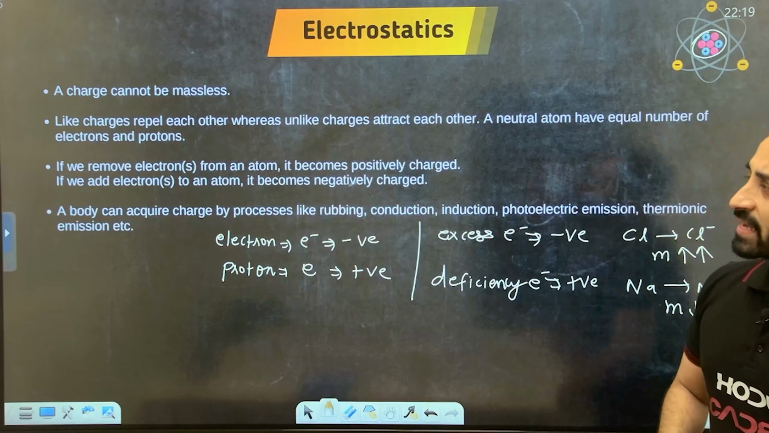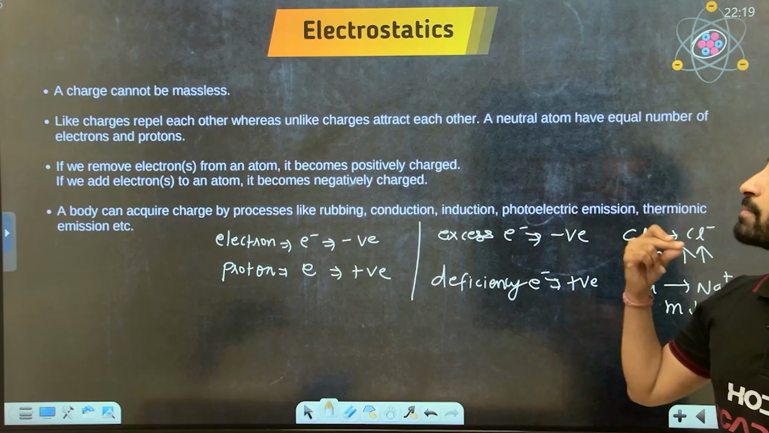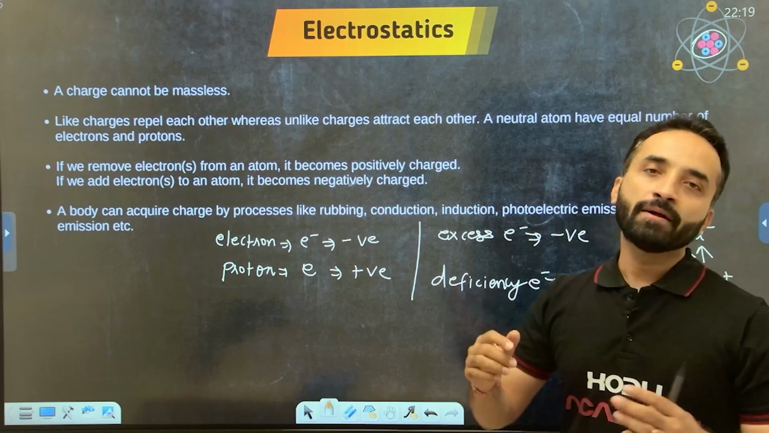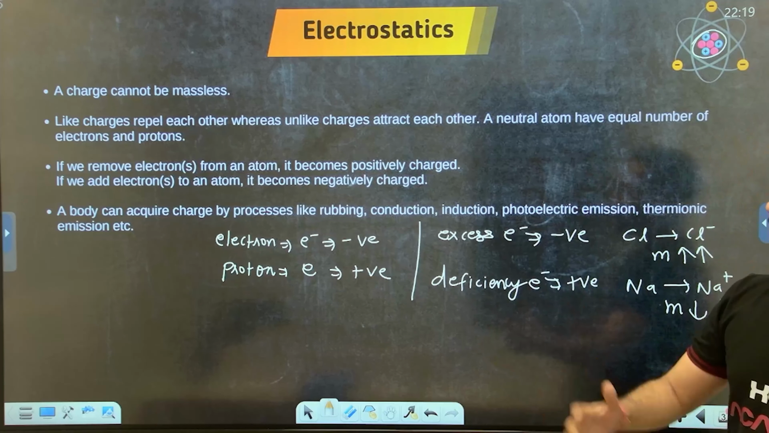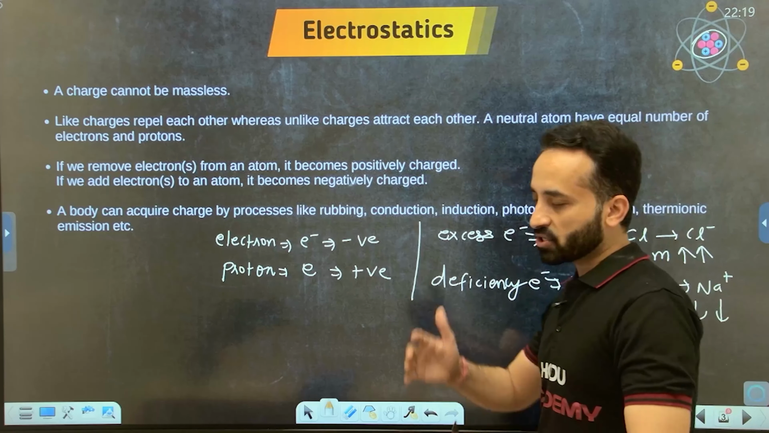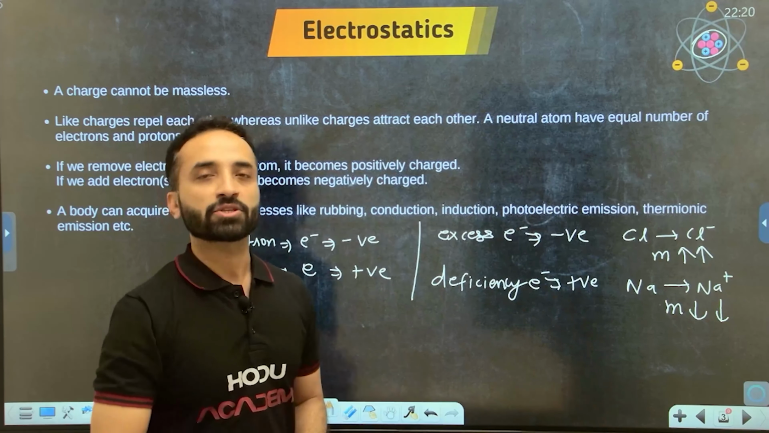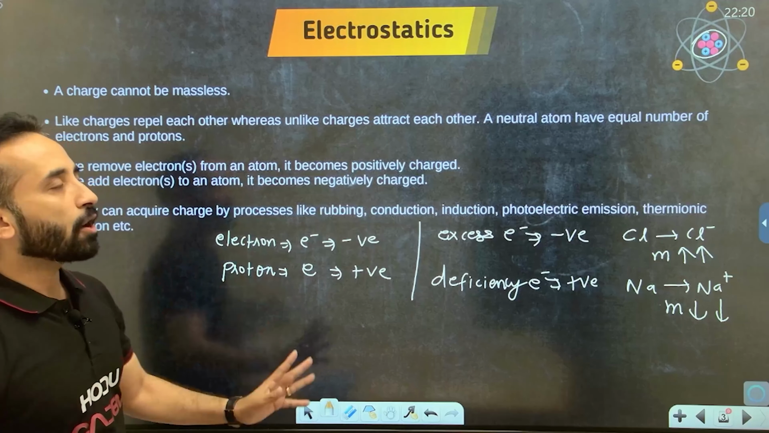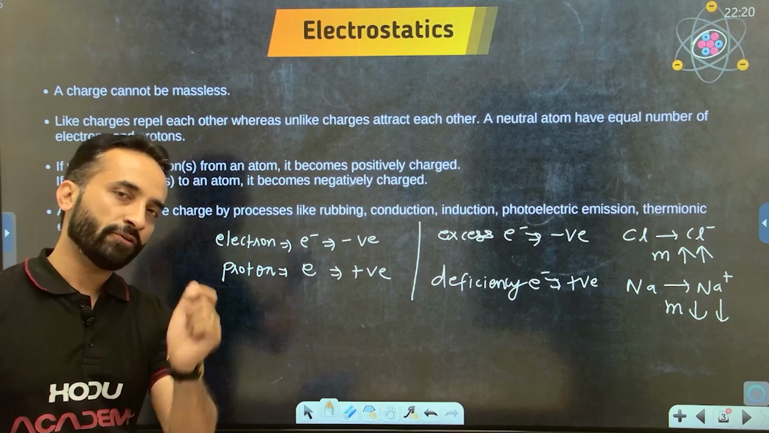Okay, next thing. So if we remove electron from an atom, it becomes positively charged. If we add electrons to an atom, it becomes negatively charged, right? A body can acquire charges by processes like rubbing, conduction, induction, photoelectric emission, and all these things. So we will study about that, don't worry. But for now, you can just copy down the important stuff, then we move forward.